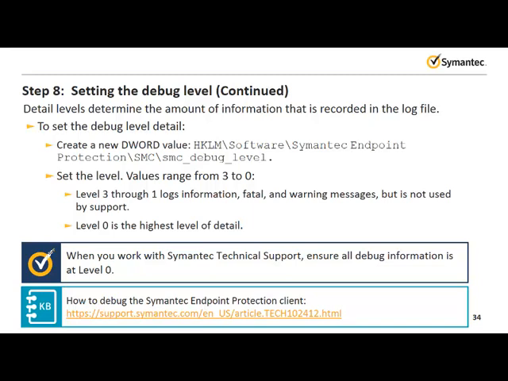Here's a breakdown of the different logging levels. Always make sure that the debug information is set to level 0. Level 0 profiles everything that is happening behind the scenes and expedites the troubleshooting process. For more information on this topic, see the KB listed on the screen.